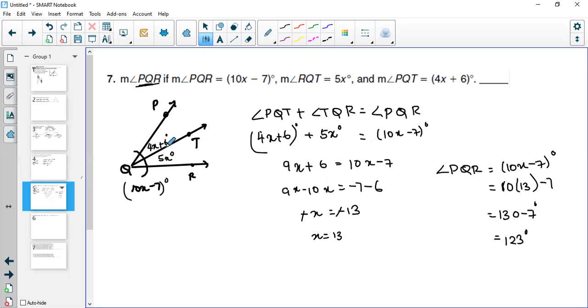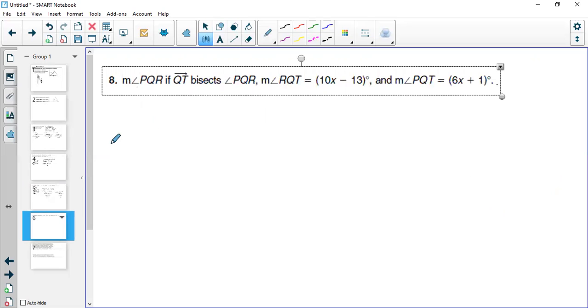Yes, this is a wrong angle because this angle cannot be 123. But we just draw it so that the picture will be clear to us. That's all. Unless we solve, we don't know what the angles are, like how much the measure is. This is just a figure to make our understanding clear. Okay, moving to question number 8.